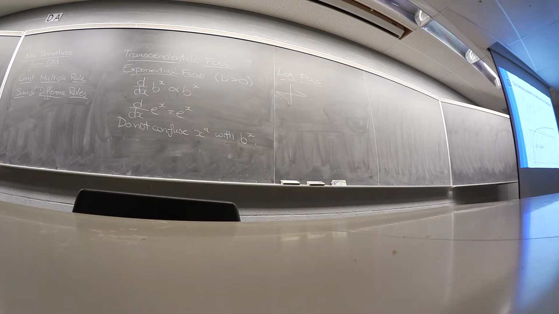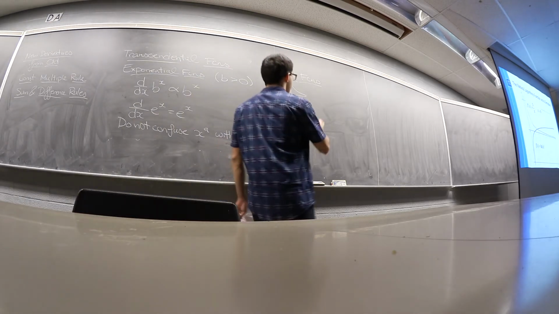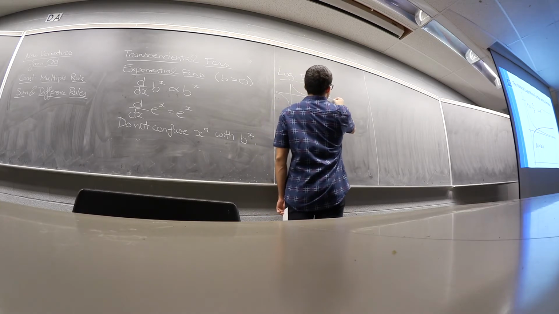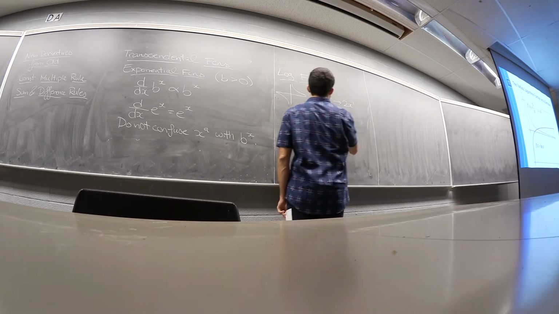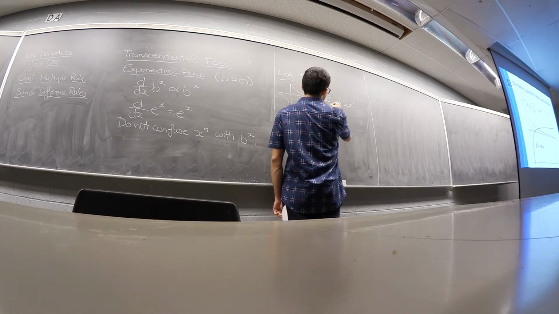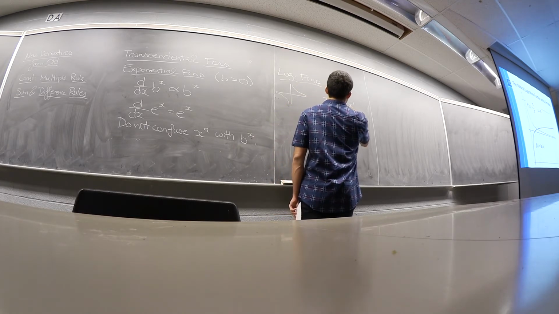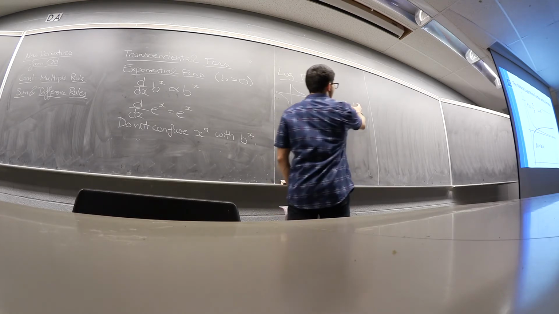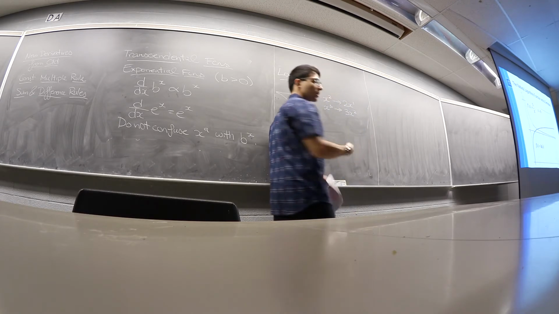Actually, I'll go back one. One more thing I wanted to say. The derivative of x squared is 2x. The derivative of x cubed is 3x squared. Okay? We're getting x to the something, and so on.